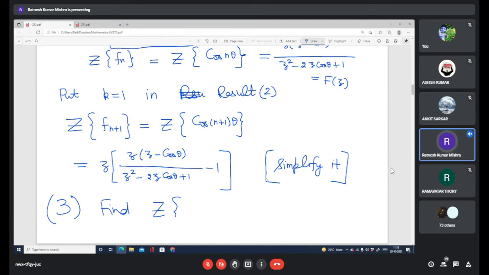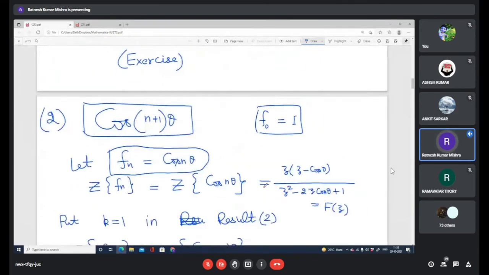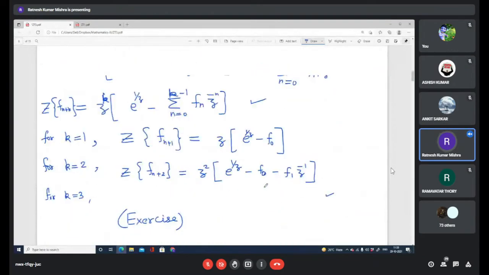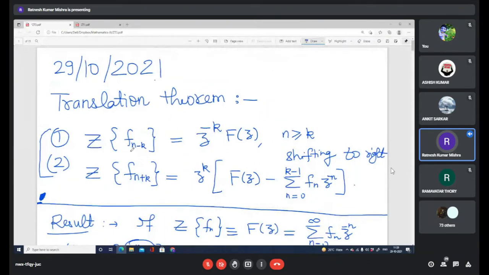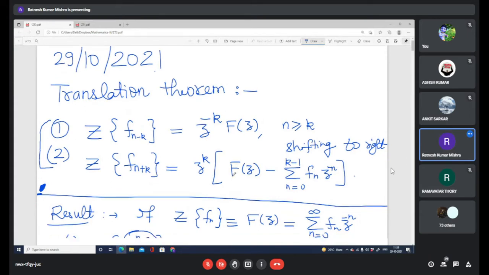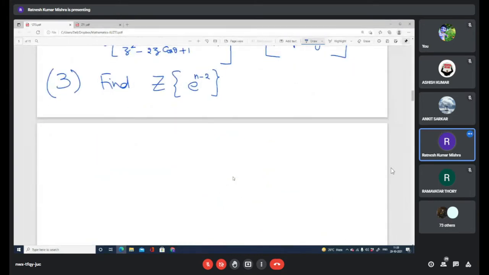Z transform of e raised to power n-2. So Z transform of e raised to power n-2. तो हमारा पहला वाला रिजल्ट है, we use this one: Z transform of f(n-k) is z to the power minus k times f(z). तो माइनस वाला तो बहुत ईजी है, ठीक है। So in this one, write f(n) is e raised to power n.